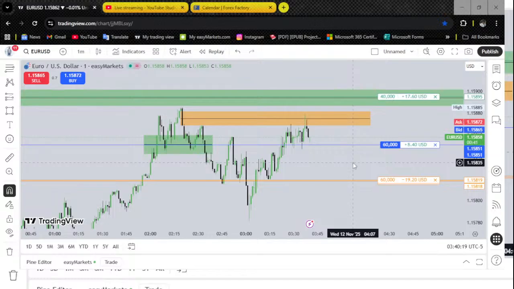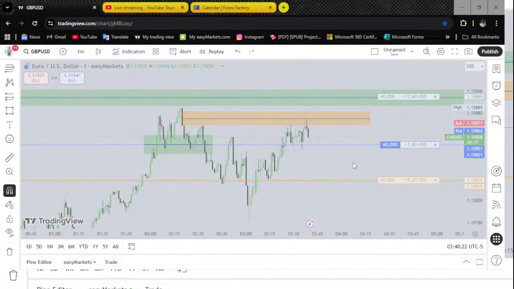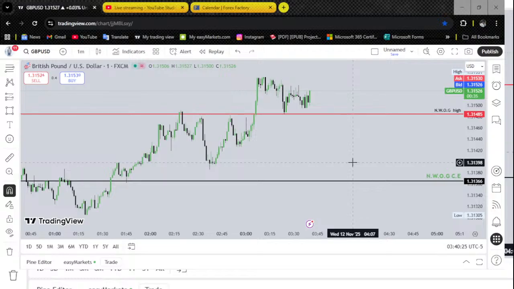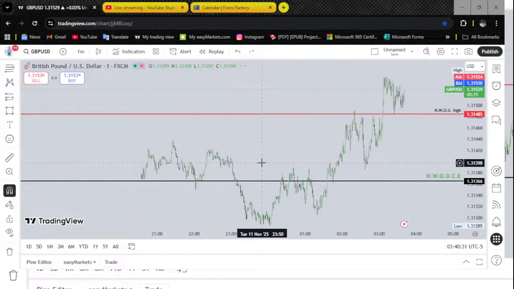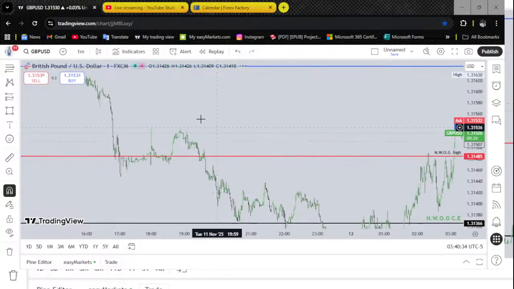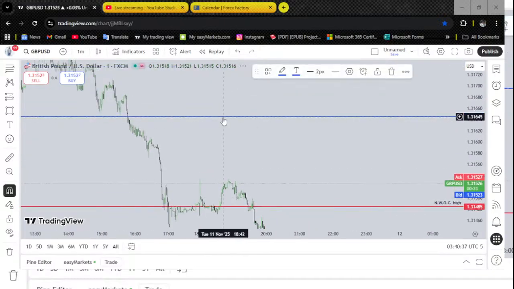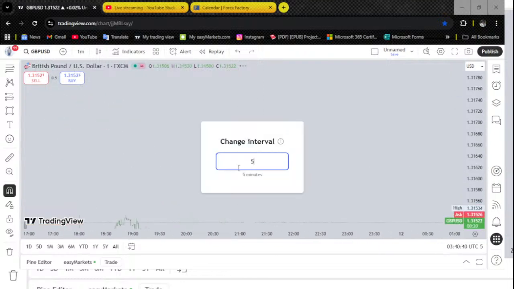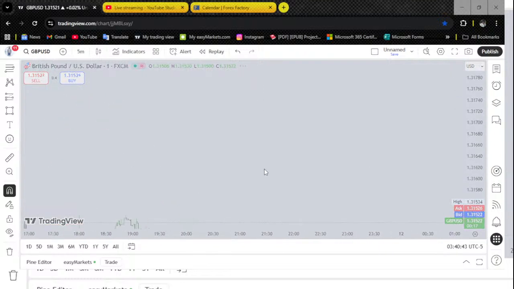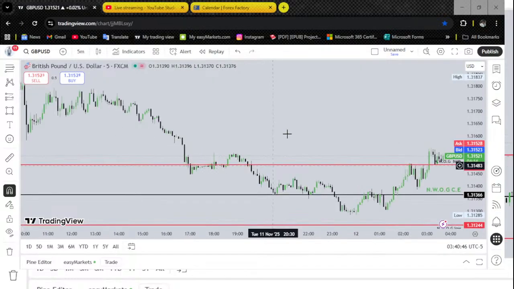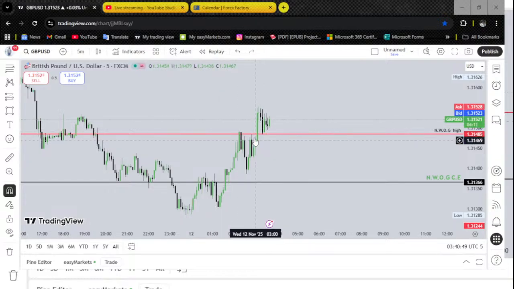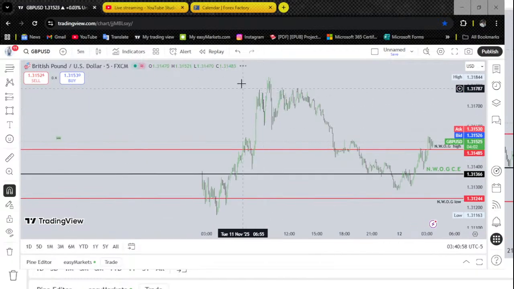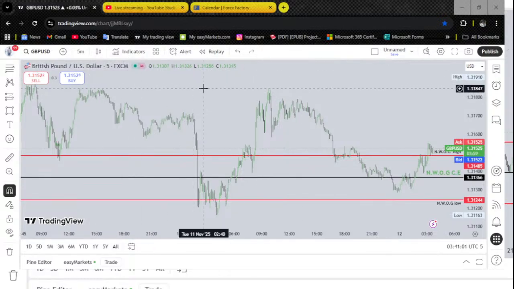So let's look at the cable or GBPUSD. GBPUSD seems to be more bullish. You can see how market price is playing with this fair value gap after taking this short-term high, buyside liquidity. But our targets are here. These equal highs that are above here.